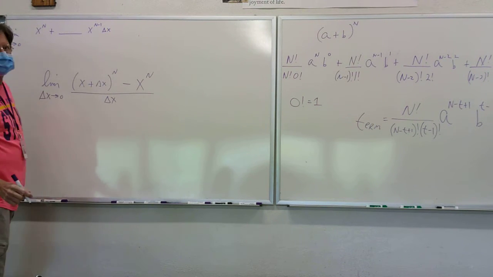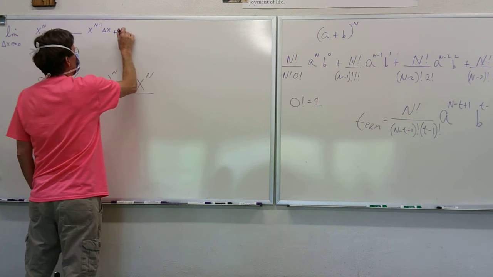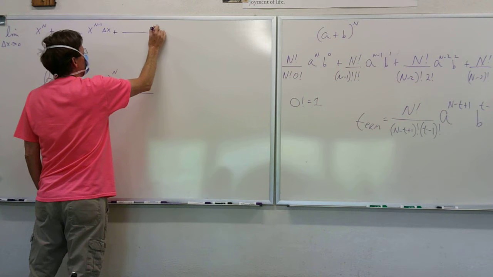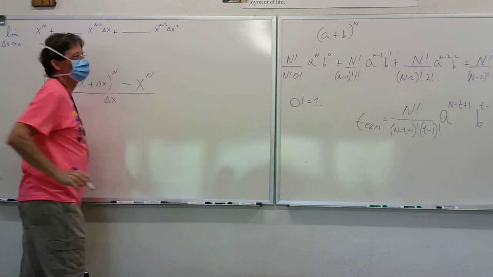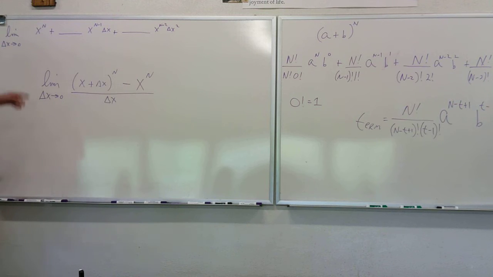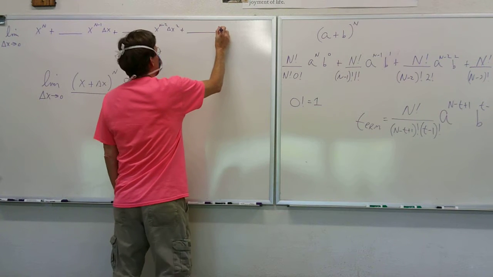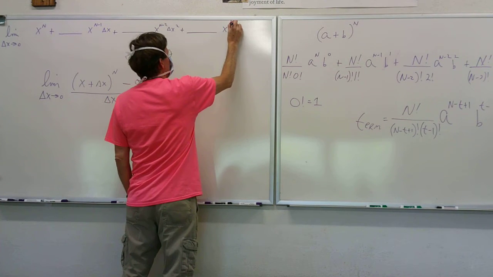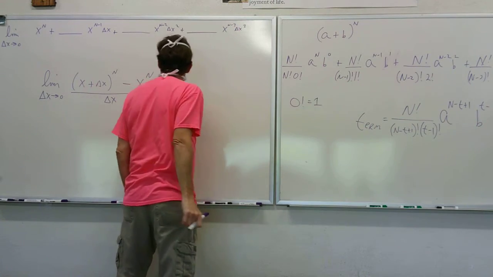Don't worry about getting the part in front yet. Plus, then leave a little blank, x to the n minus 2. Delta x will now be what? Squared. Does everybody realize there's really a delta x to the 0 right there, but we don't need it? Is that all right? Leave a blank, x to the n minus 3, delta x to the third.